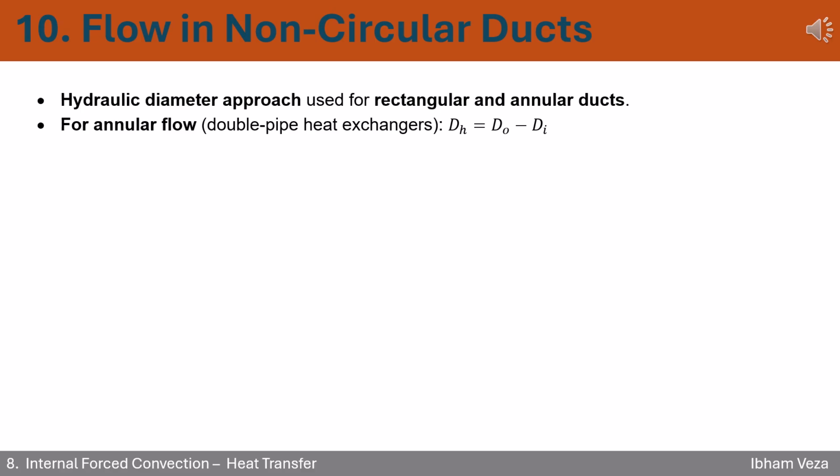For rectangular ducts, you calculate it from the cross-sectional area and perimeter. For annular flow, like in double-pipe heat exchangers, it's even easier. You simply subtract the inner diameter from the outer diameter. This hydraulic diameter shortcut keeps your calculations consistent and saves time when designing complex duct systems.